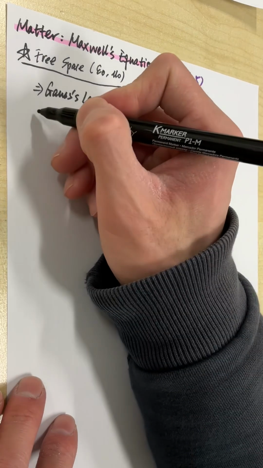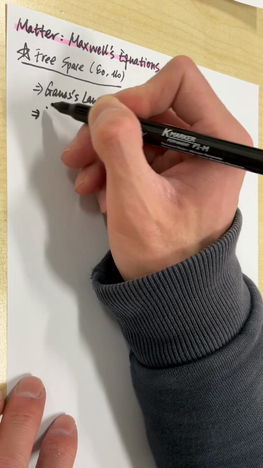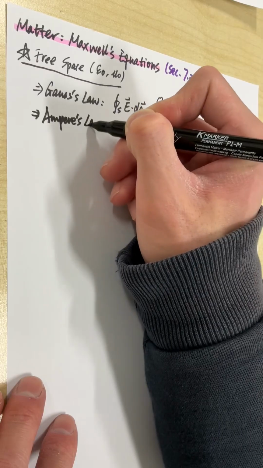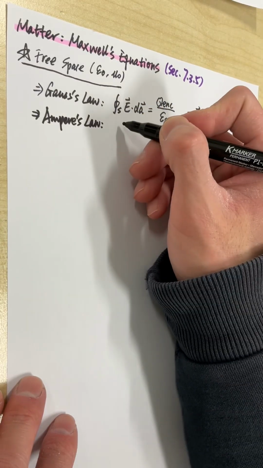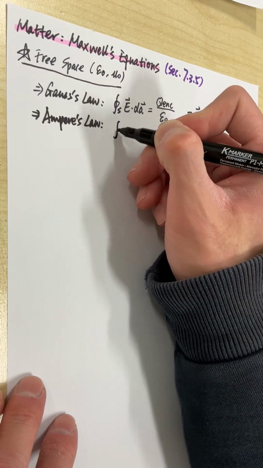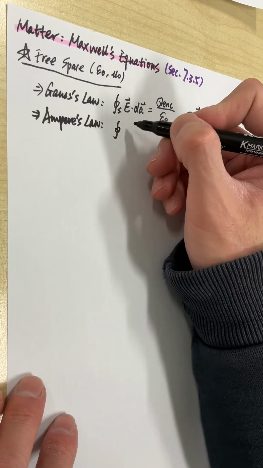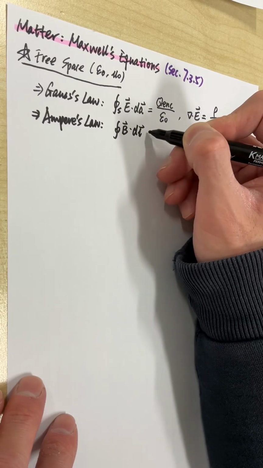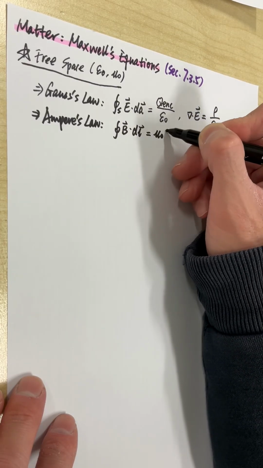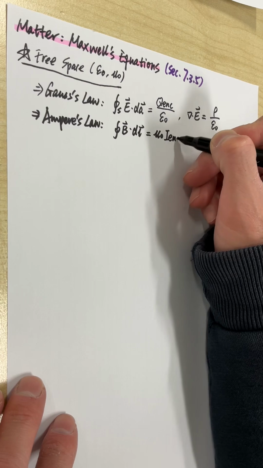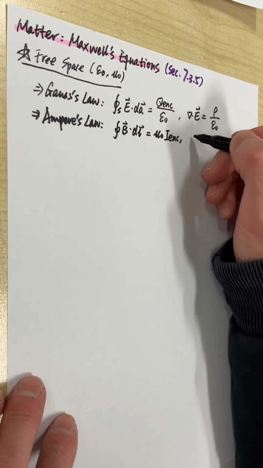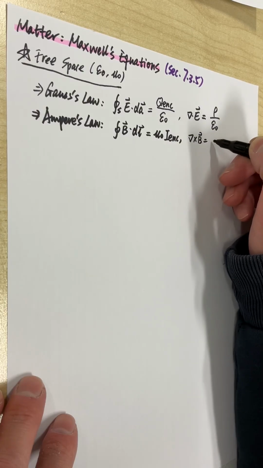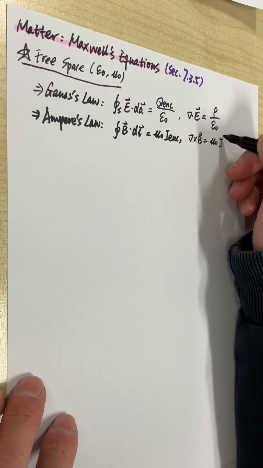Okay, and then we have Ampere's law for the magnetic field. In the integral form, we have the closed line integral of the magnetic field, which equals mu 0 times the total current enclosed. And in the differential form, we have the curl of the magnetic field equal to mu 0 times the current density.